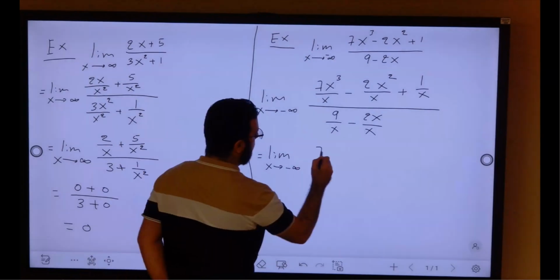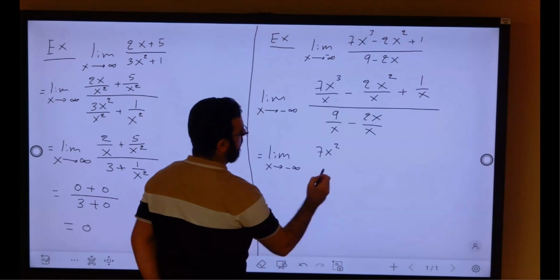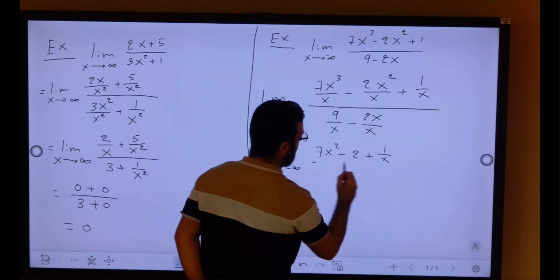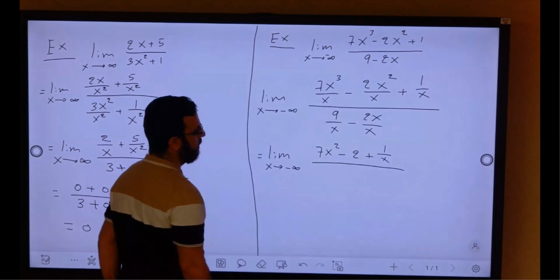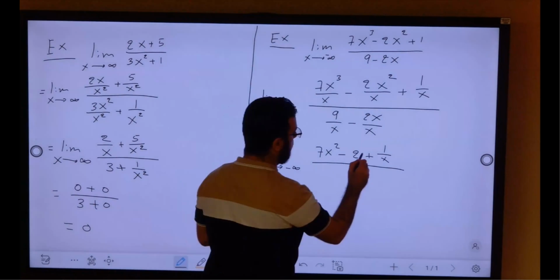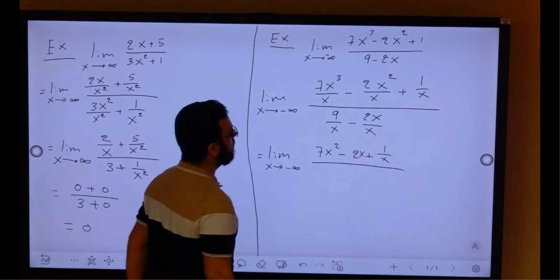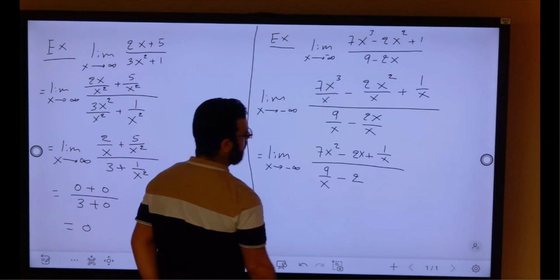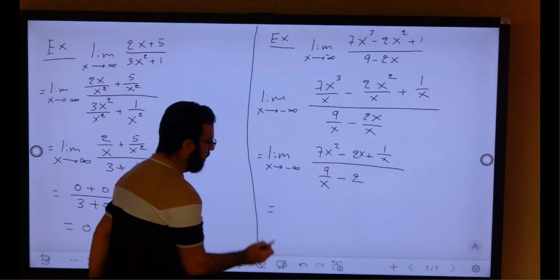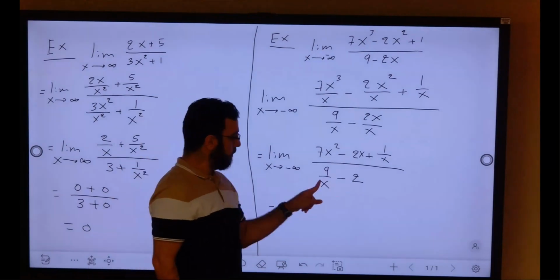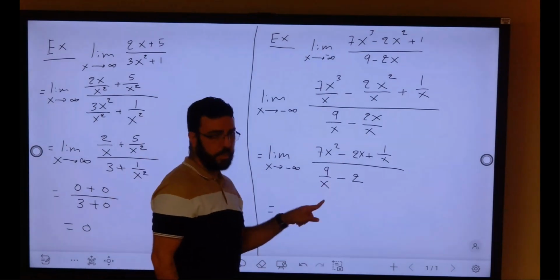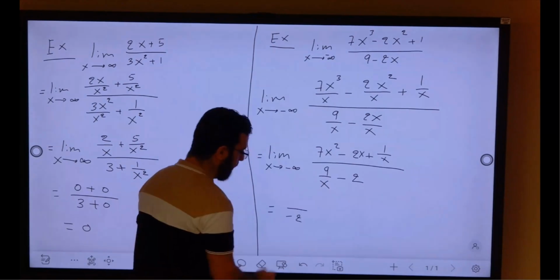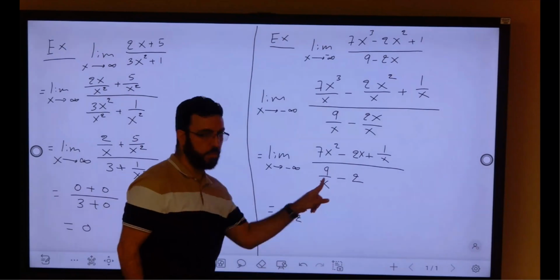It's going to be 7x squared minus 2 plus 1 over x, divided by 9 over x minus 2. Now tell me, on the bottom part, this is 0, right? So what's left here? Negative 2. So I'm just going to put negative 2 here, because this is 0, this is negative 2, and the limit of a constant is negative 2.